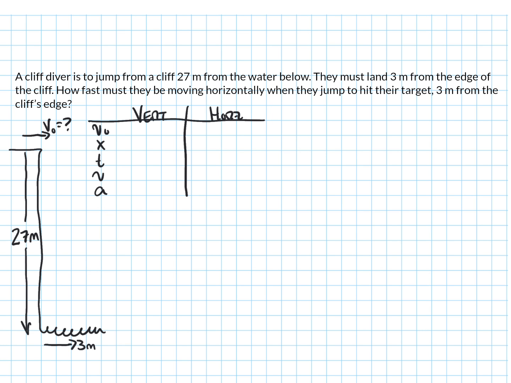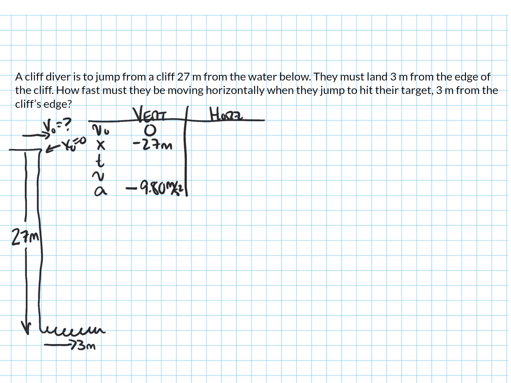So vertically, initial velocity, well, they're not going up or down initially, so that's going to be 0. The distance down to the water is going to be negative 27 meters, because up here is where x naught is equal to 0, where the motion starts. So x naught's not going to be in any of my equations because it's 0. Time, I don't know. Velocity when they hit, I don't know. Acceleration, I always know that on the Earth, negative 9.80 meters per second squared.